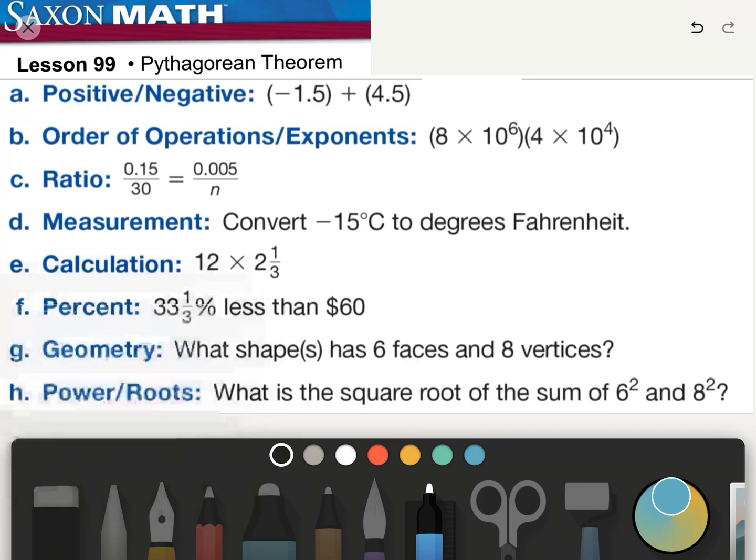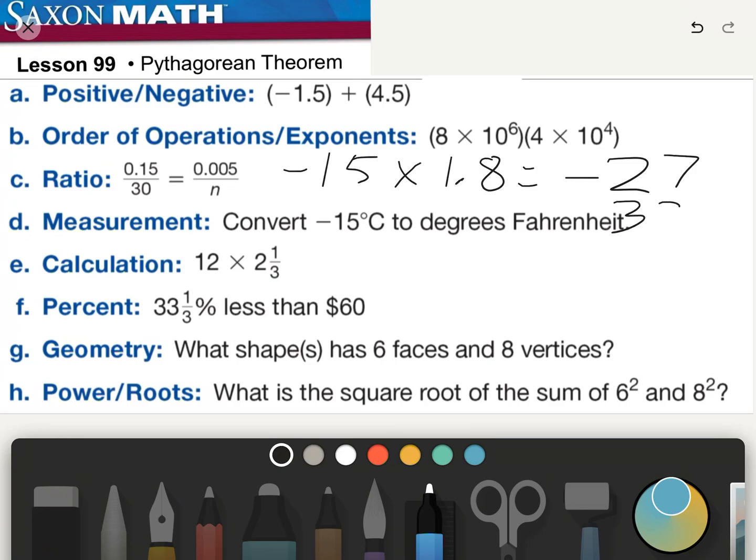All right, converting negative 15 degrees Celsius to Fahrenheit. Well, we would start out by multiplying by 1.8. And spoilers, that will get us negative 27. Plus our 32 will get us 5 degrees Fahrenheit.